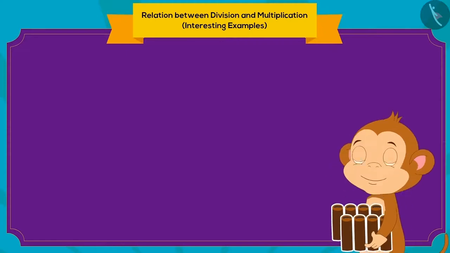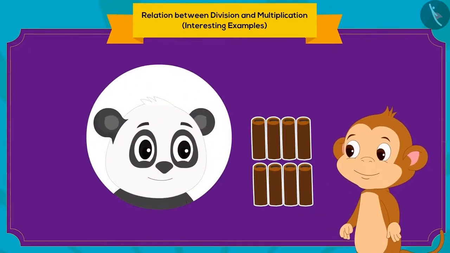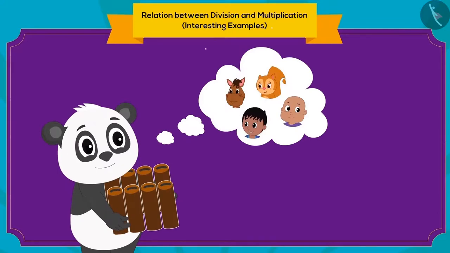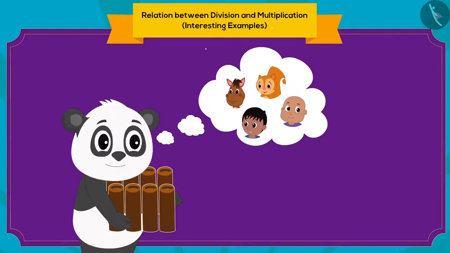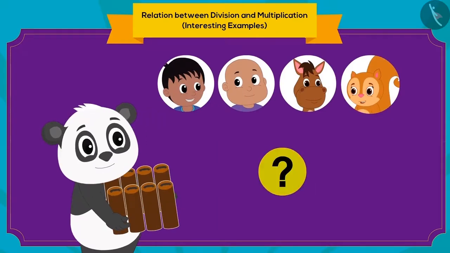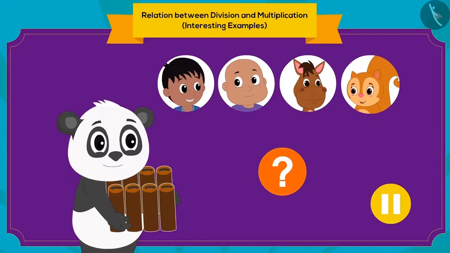As Babban had thought, he gave 8 sticks to his friend Golu Panda. Golu decided to share those 8 sticks equally with 4 friends. How many sticks will Golu give to each of his friends? Children, can you use multiplication to find the answer to this question? If you want, you can pause the video here to think of the answer.